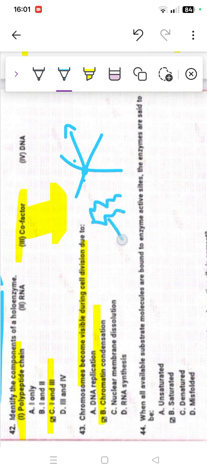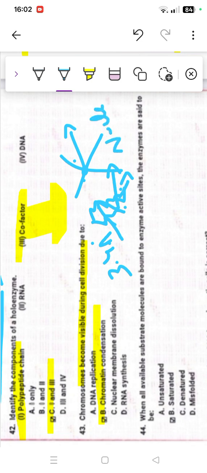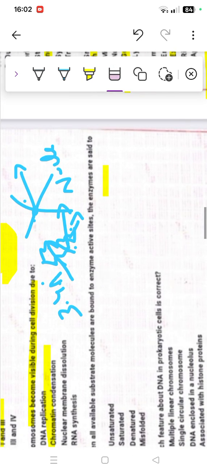Our DNA is so long, it cannot easily fit. So what we do, we take this chromatin, this thread-like structure, and add some histone protein. Why? Because DNA is acidic and histone protein is basic. Then they form a new structure called a nucleosome. So this entire process is visible because of chromatin condensation. This means the long chromatin becomes condensed, only for this region. Okay, let's go to another question.